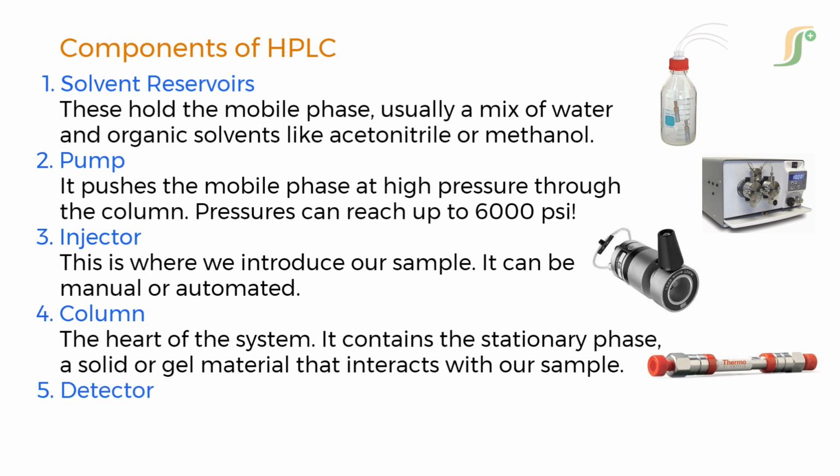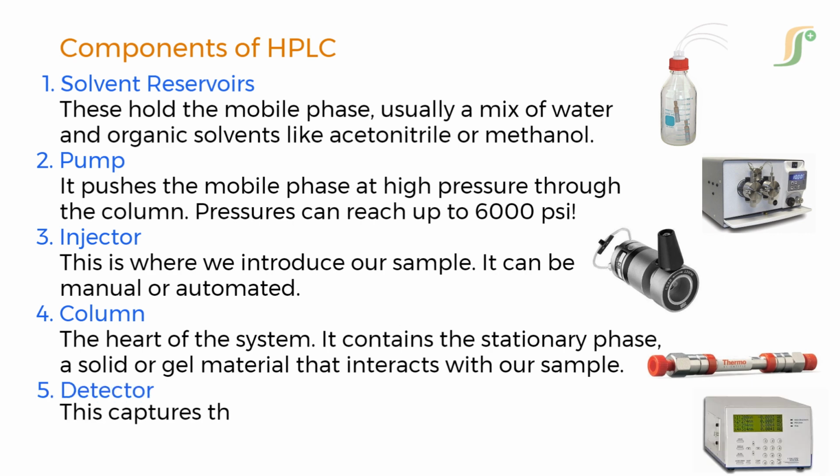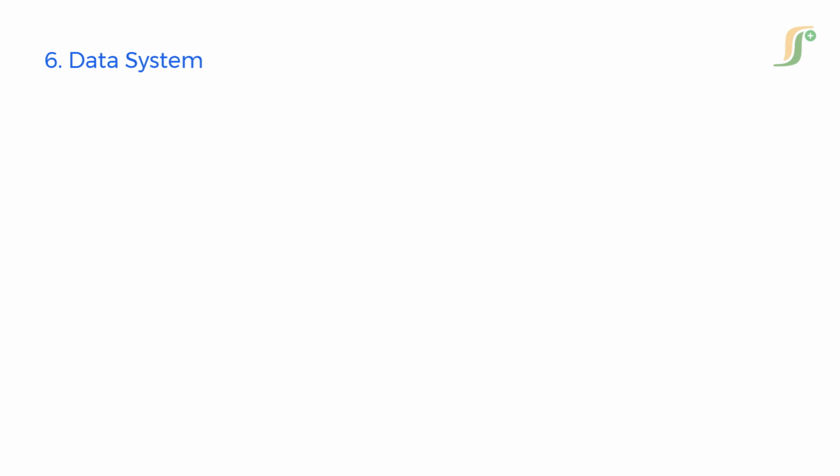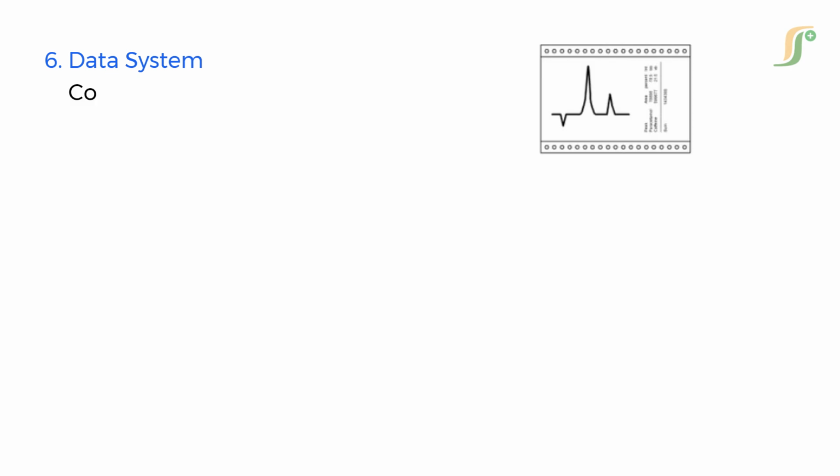The fifth component is detector. This captures the compounds as they exit the column and produces a signal. Common detectors include UV, PDA, and fluorescence. Last but not the least is data system. Converts signals into a chromatogram, a graph that we'll discuss next.